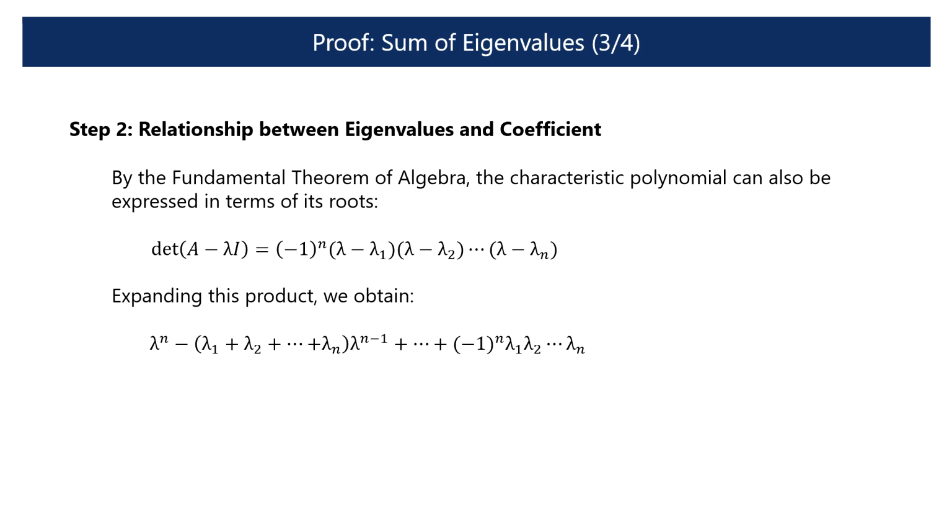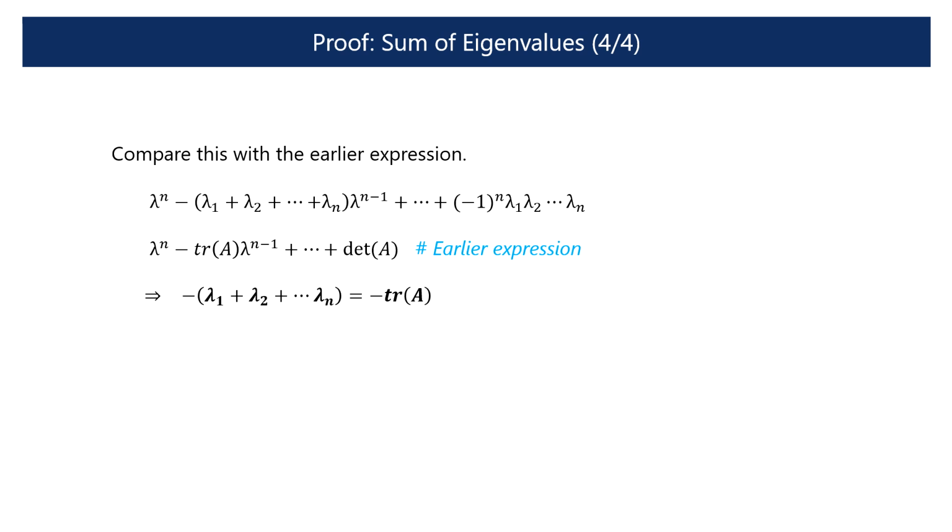Let's go on to the next step. By the fundamental theorem of algebra, the characteristic polynomial can also be expressed in terms of its roots. Expanding this product, we obtain this expression. Comparing this with the earlier expansion, we see that the coefficient of lambda to the power of n minus 1 in both expressions must be the same. Thus, we conclude the property holds.